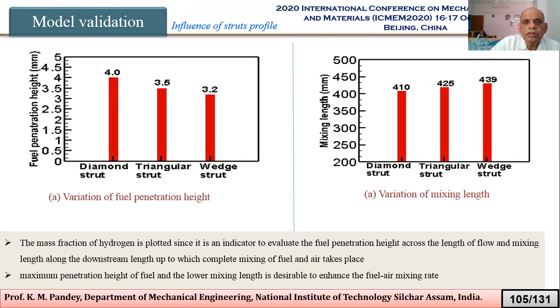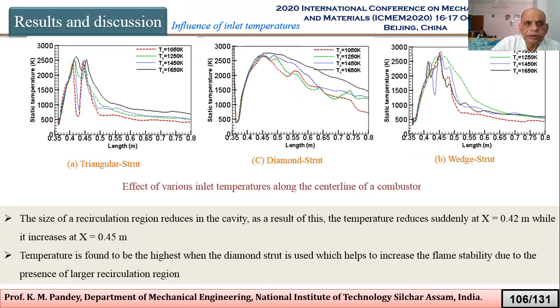So here, the influence of strut profile, we are seeing that the diamond strut has the highest fuel penetration height. Then this is about the influence of inlet temperatures. And we can say that temperature is found to be the highest when the diamond strut is used, which helps to increase the flame stability due to the presence of a larger recirculation region. Means the diamond type of strut injector is a very efficient injector.